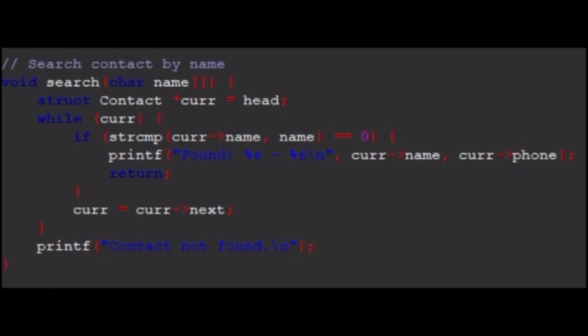If the contact is not matched, then contact not found will be printed. That means if the entire list is traversed and there is no match for the contact to be searched, contact not found is printed.